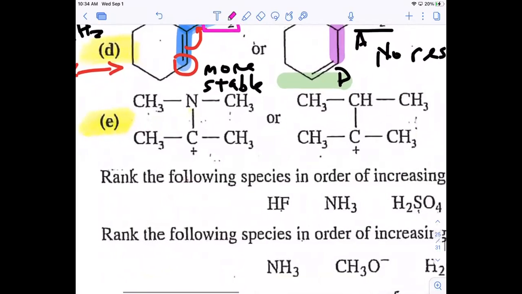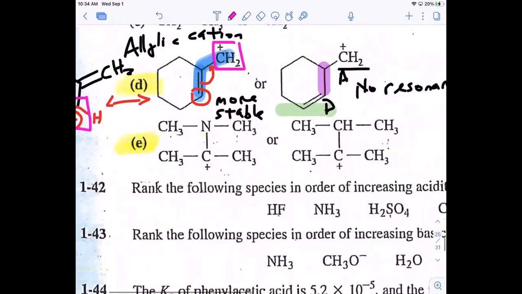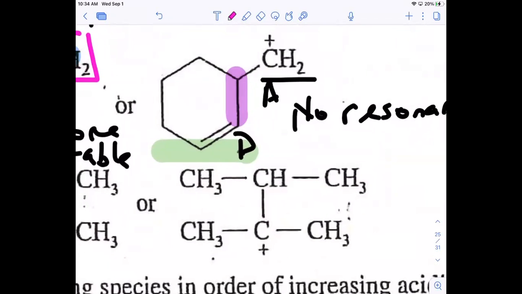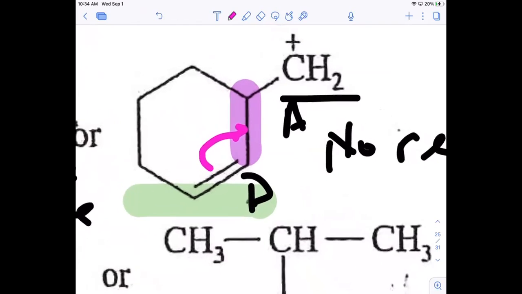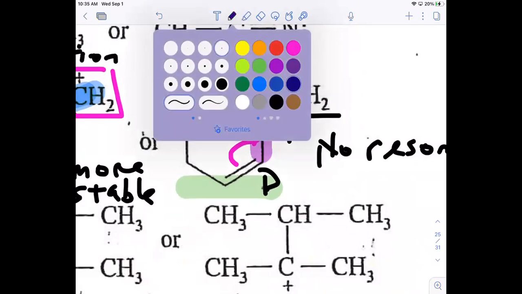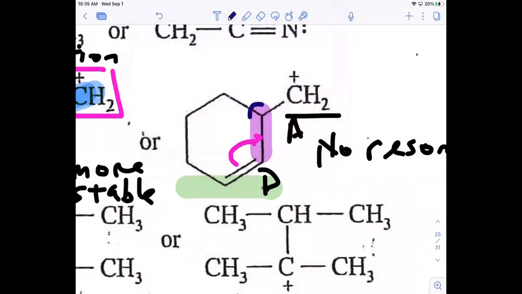I'm sorry for backtracking like this, but why can't the second one do resonance again? Well, let's think about it. Okay, so if the pi bond is your donor, right? If I push these electrons here, do they have anywhere to go? Like this carbon right here can't participate because it's not an acceptor. It's not positive, doesn't have another pi bond to it.